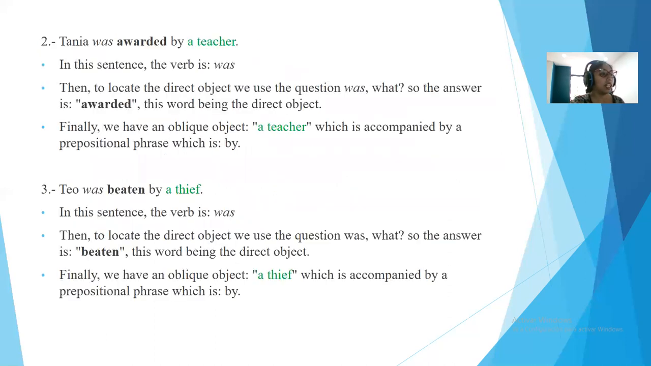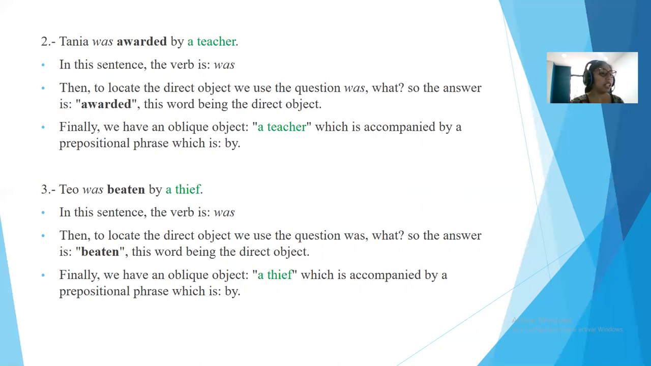Example number 2, Tanya was awarded by a teacher. In this sentence, the verb is was. Then to locate the direct object, we use the question was what. So the answer is awarded, this word being the direct object. Finally, we have an oblique object, a teacher, which is accompanied by a prepositional phrase, which is by in the sentence.